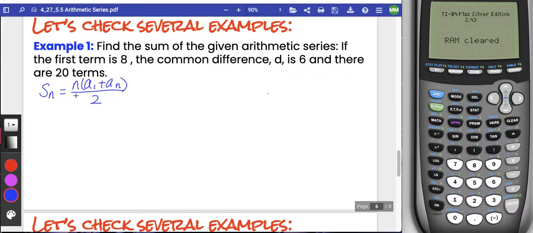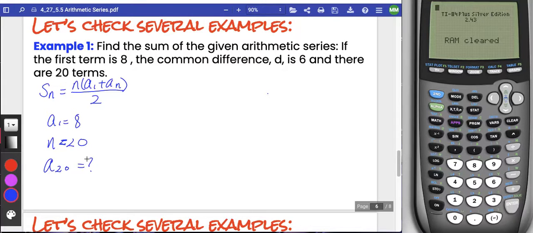So let's check what we know. We know the first term is 8. We also know there are 20 terms, so n is 20. However, in order to use this formula, we also need to find an. In this case, it's going to be A20, which we don't know. So the first question is, how do we find A20?